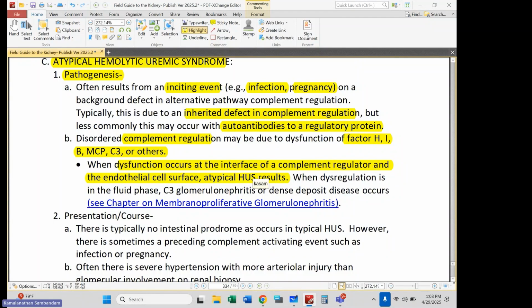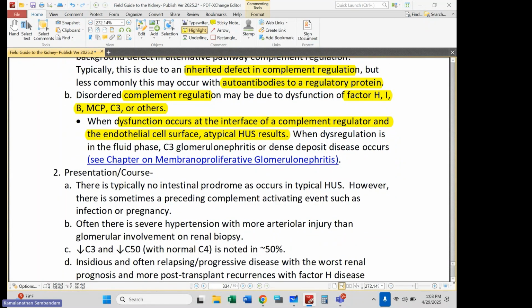When I have disordered complement regulation in fluid phase, that's when you can generate some of these immune deposits in the glomerulus, okay, resulting in C3GN or dense deposit disease, okay? So again, that's part of an interesting story as we began to learn about complement regulation, and gives a little bit of explanation why certain patients with mutations in factor H develop atypical HUS, whereas other patients will develop C3GN or dense deposit disease. Okay.